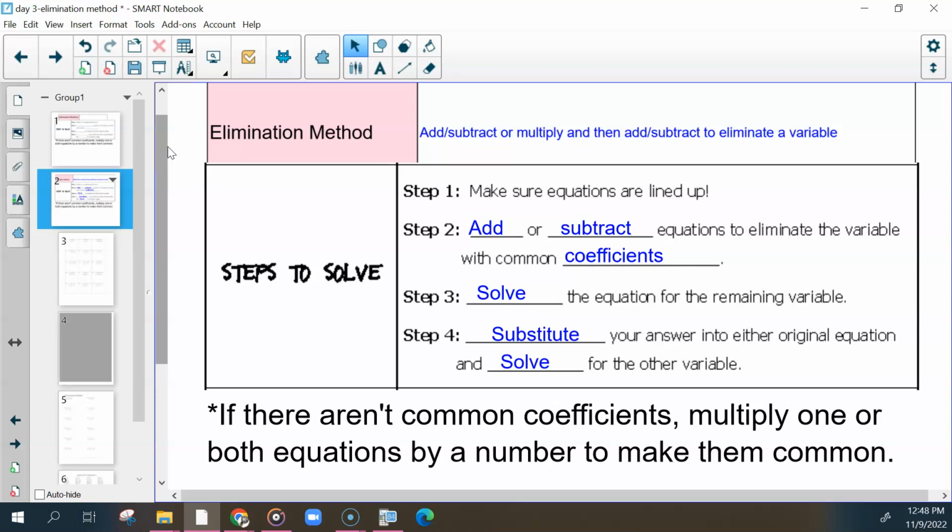If we don't have common coefficients, that's where this note takes place, then we have to multiply one or both of the equations to make them common. So we'll see what that means here in a moment. Anyone still writing? See some pencils still writing.